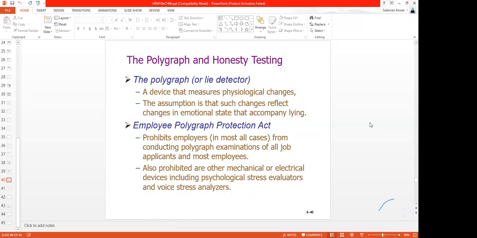The Employee Polygraph Protection Act is always prevalent, and you cannot expose everyone to such tests. This particular act prohibits employers in almost all cases from conducting polygraph examinations of all job applicants and most employees. Also prohibited are other mechanical or electric devices, including psychological stress evaluators and voice stress analyzers. So these are the things which are available in the industry, but there are certain laws which protect the employees or the applicants from being exposed to these technologies.